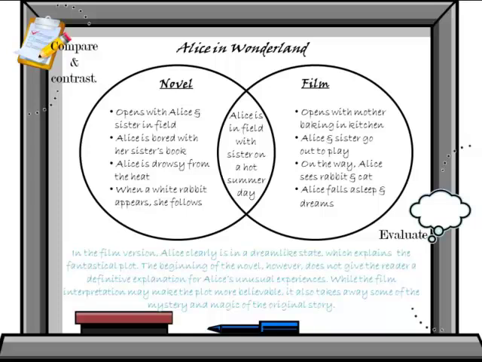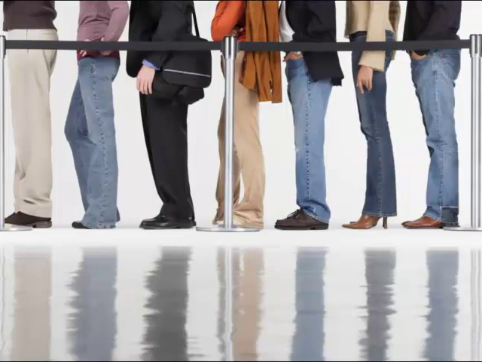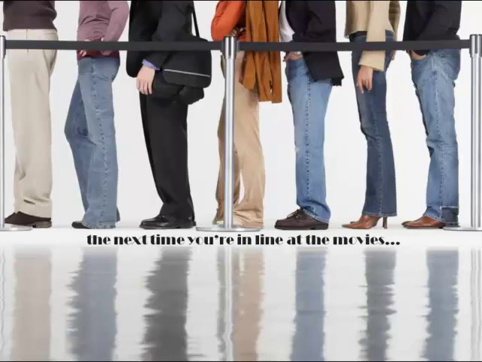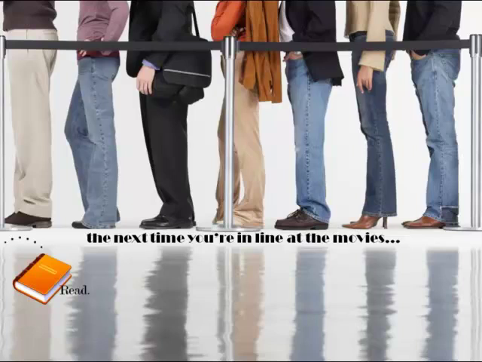Having watched the film adaptation and read an excerpt of the novel, we can begin to make sense of the similarities and differences between them. Now we know that the next time we're in line at the movies to see that latest film adaptation of a book that everybody has read except us, we'll want to go back and read the book. Then we can watch the film adaptation.